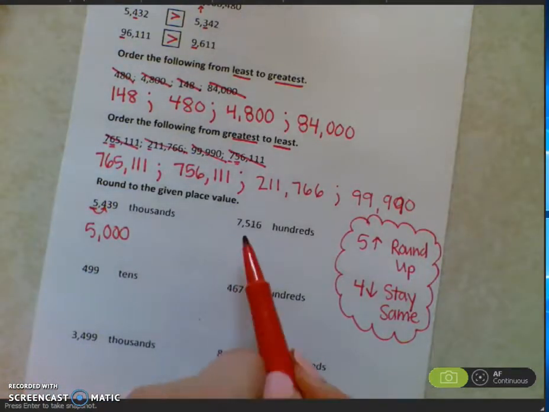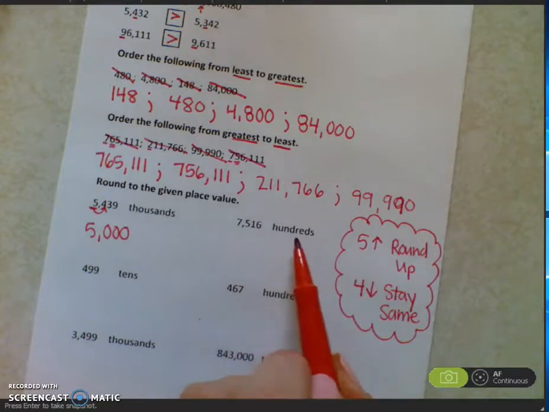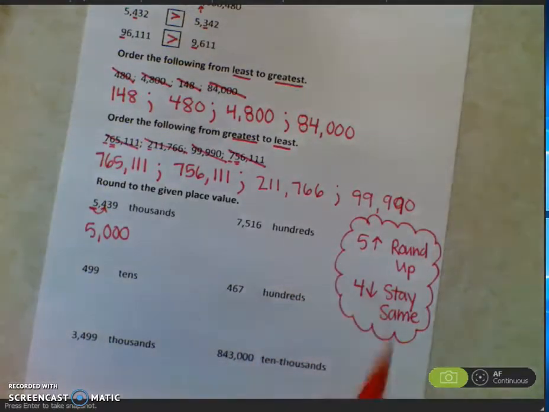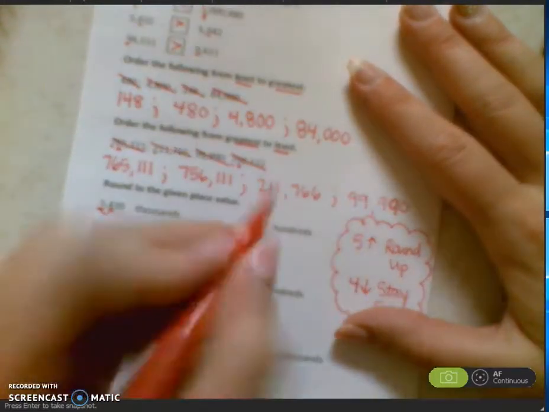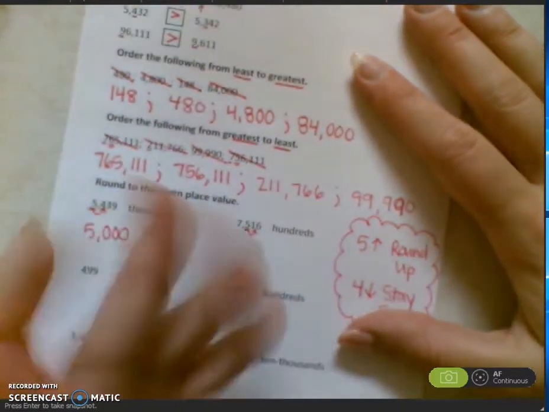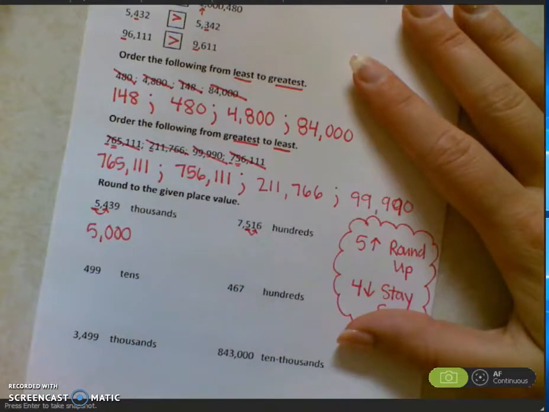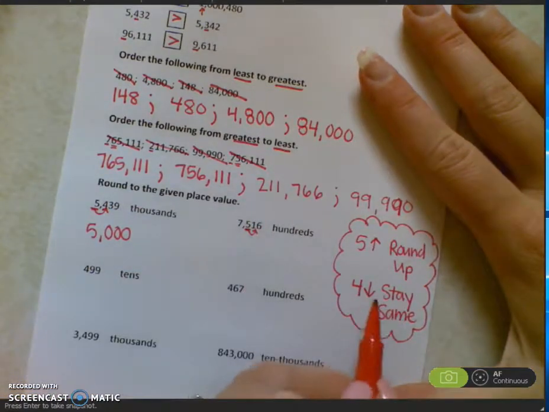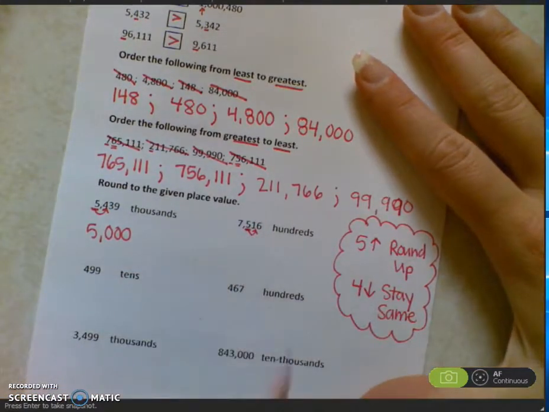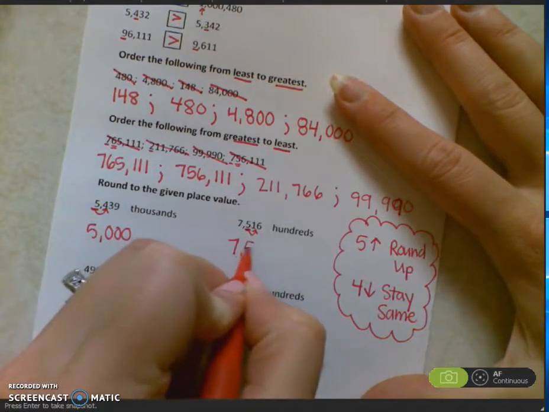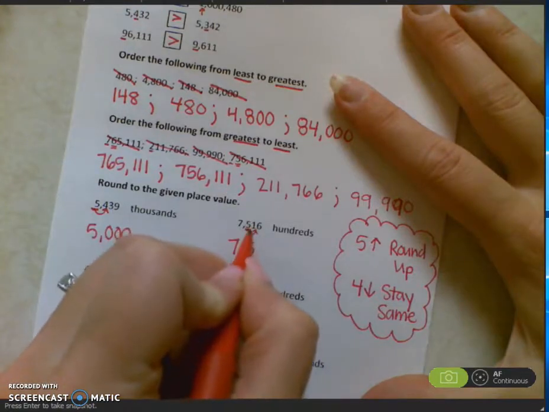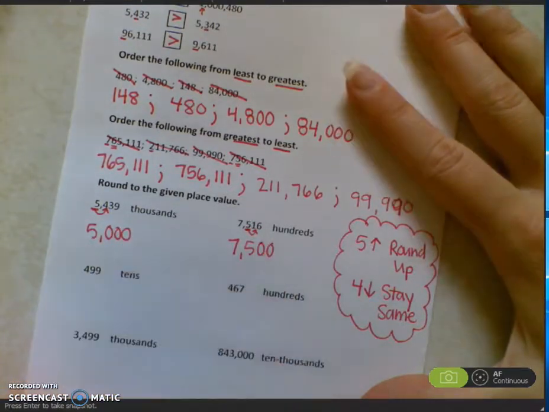Over here we have 7,516 rounded to the nearest hundreds place. Again, I'm always going to underline my hundreds place, and I'm going to look one place to the right. I'm going to ignore everything else after. My 1 is less than 4, so it's telling my 5 to stay the same. So I've got everything in front of the 5, and the 5 is going to stay the same. Everything after the hundreds place is going to round out to be zeros.